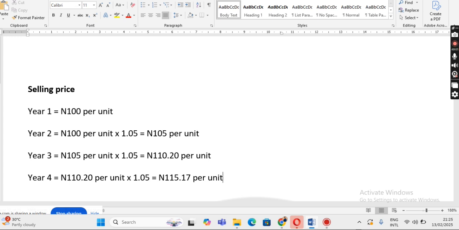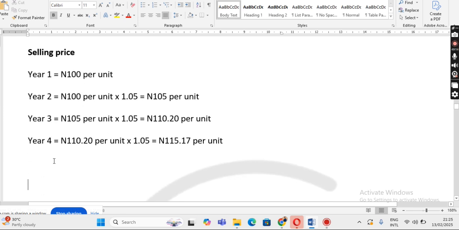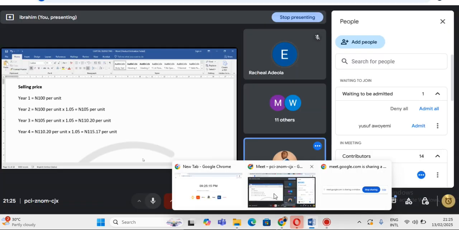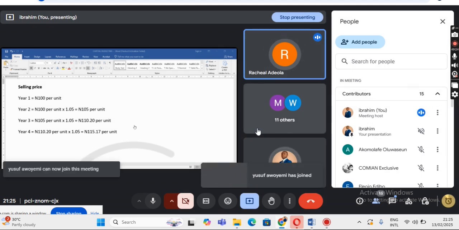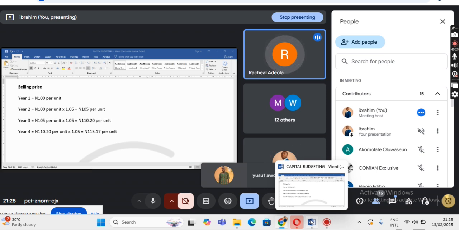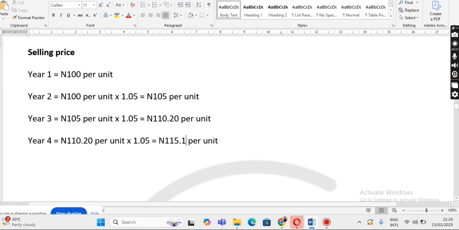Now, this is the selling price, right? These are the selling price as well as the sales volume. Now, can we calculate? 115 naira 76 kobo. Okay, 76. Thank you.